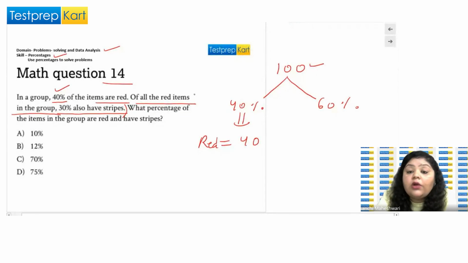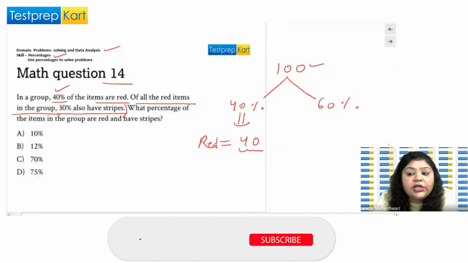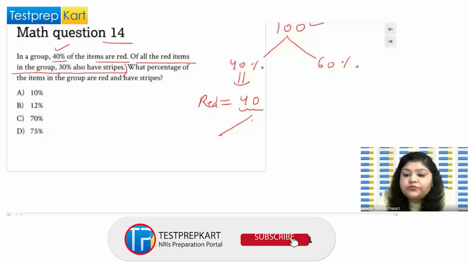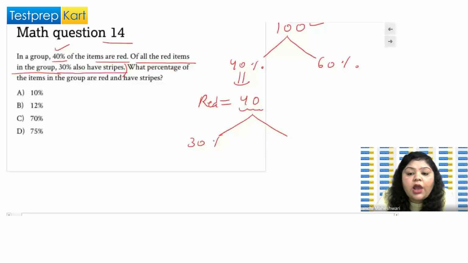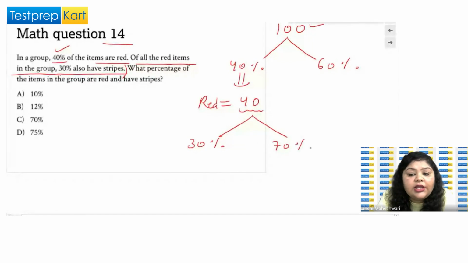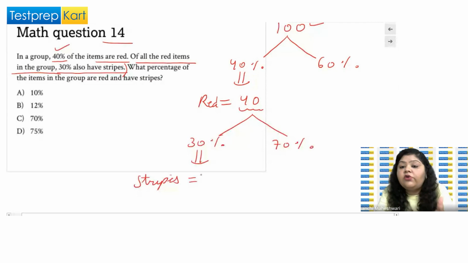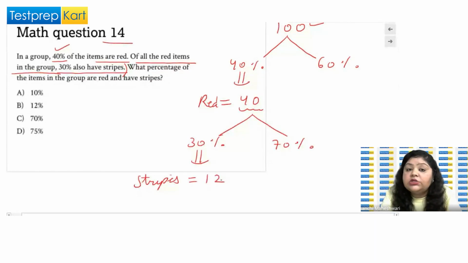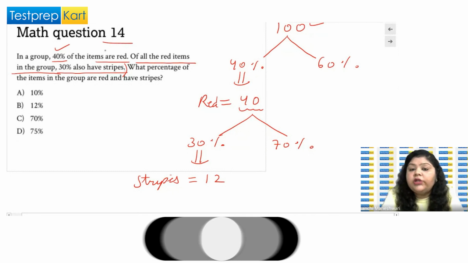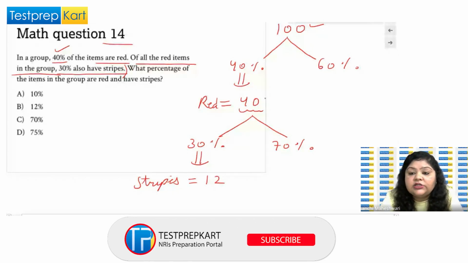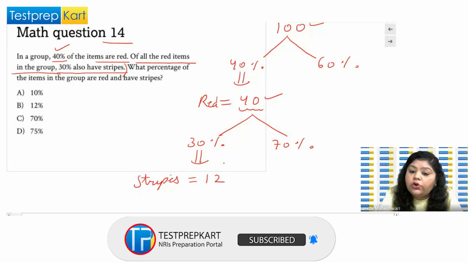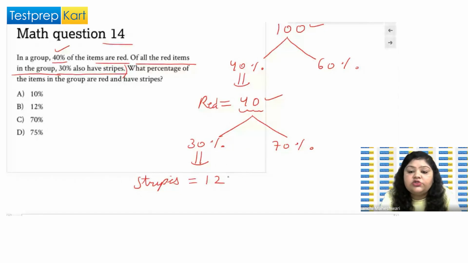Now the question is saying out of those red items 30% have the stripes. Are you getting my point? So from this 40, 30% have stripes. From this 40 as well, we are going to have the division as 30% and 70%. So 30% are the ones which have stripes. Let me write down which have stripes. What is 30% of 40? Can't I say 12 is 30% of 40? So till now we can say the items which are red are 40, and out of those red items, those which have stripes are 12.